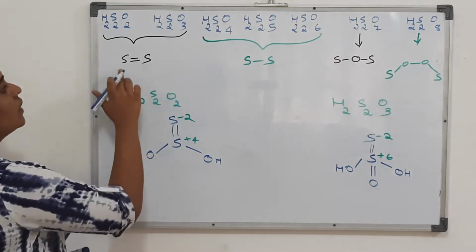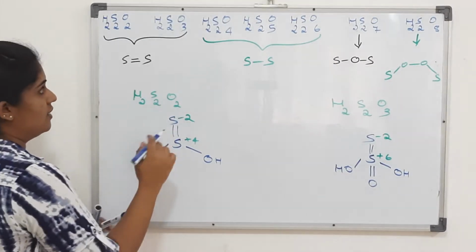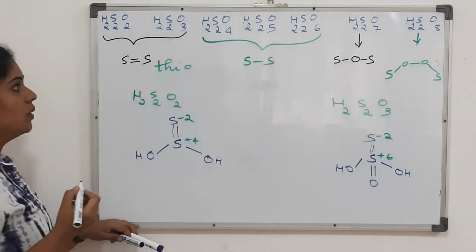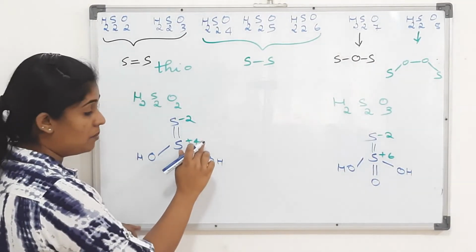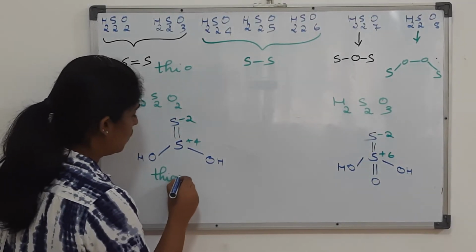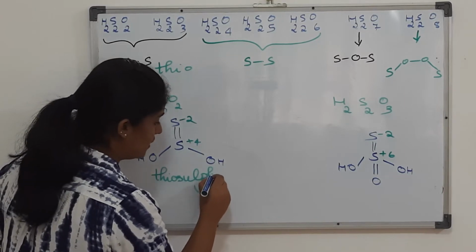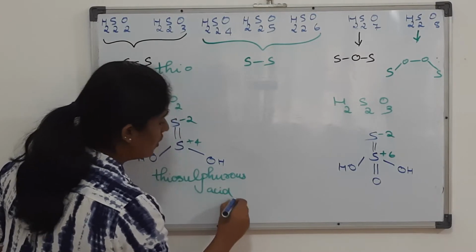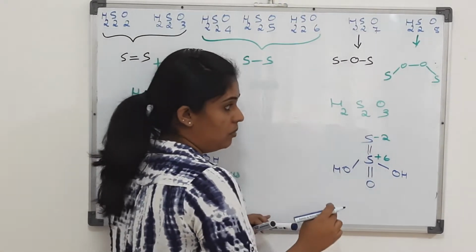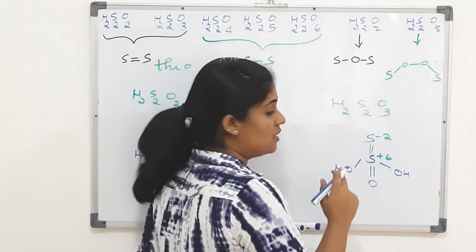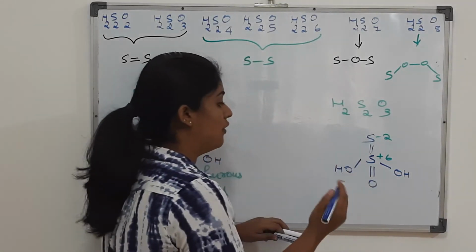And the ones with this S=S in their structure have the name thio at the start. The ones with S=S in the structure start with thio, and this is the lower oxidation state +4, so this is -ous. So this one is named thiosulfurous acid. While this one also has S=S, so this is also a thio one, with the higher oxidation state. The central sulfur is in +6 oxidation, so this is thiosulfuric acid.